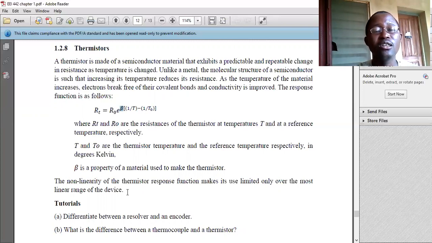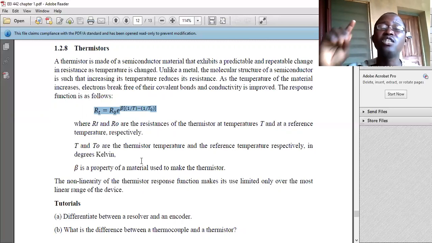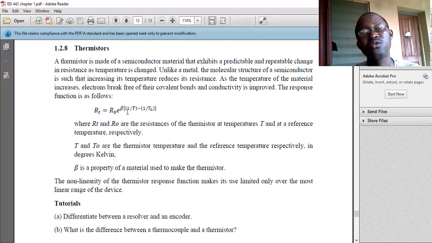Okay, so the thermistor's response function is nonlinear, and it is only linear over a limited range of the device. Look at the formula: this is a non-linear equation. It's not something like x times y plus z. It is something raised to a power, an exponential, e raised to beta times (1 over T minus 1 over T naught), and that's a non-linear function. That is why the application of a thermistor is limited to certain areas, because of the non-linearity.